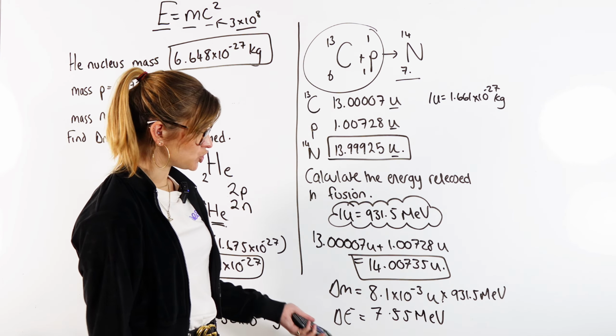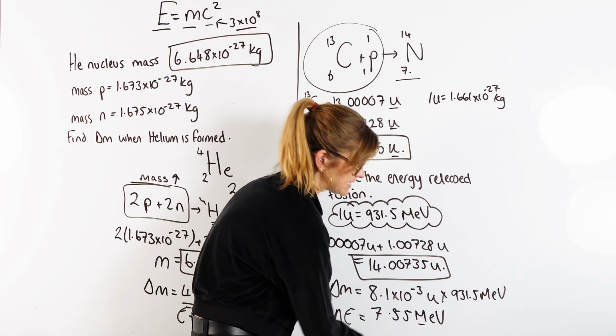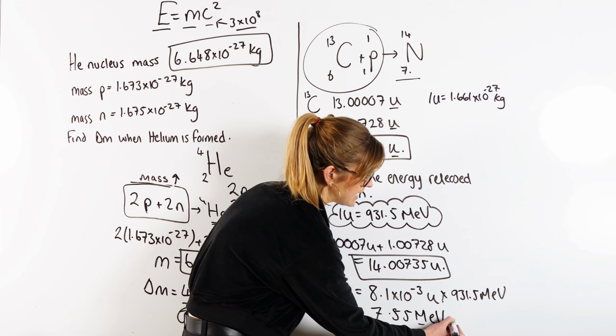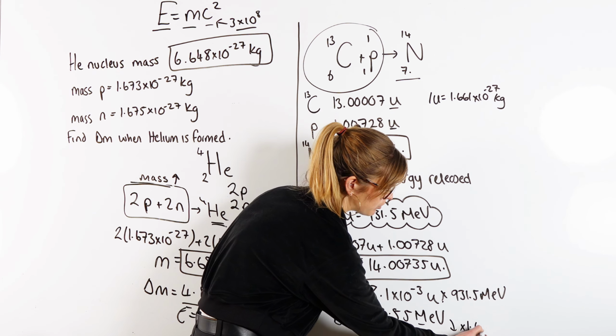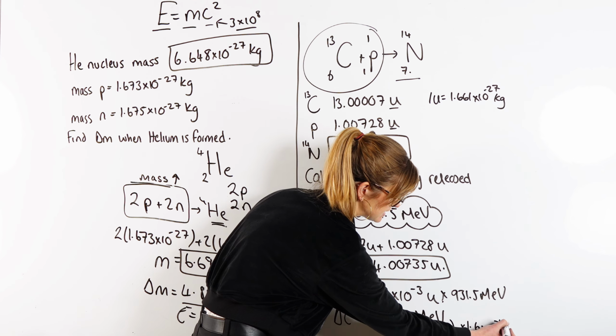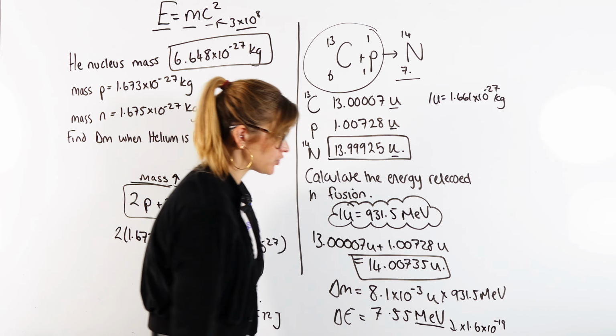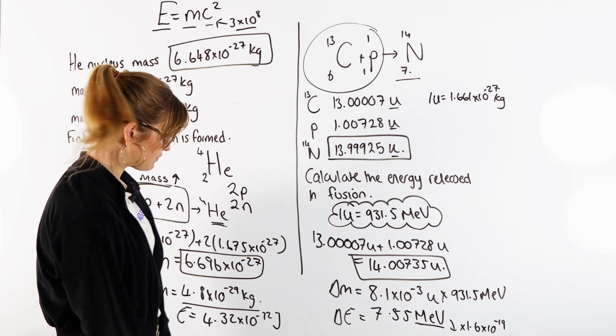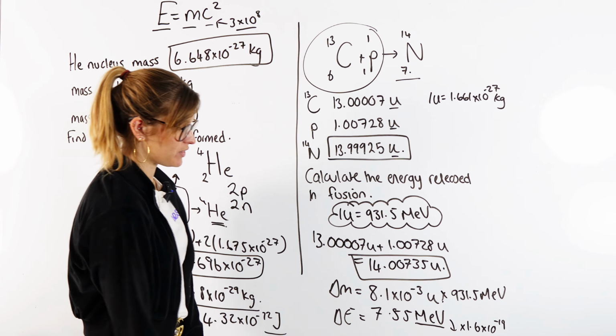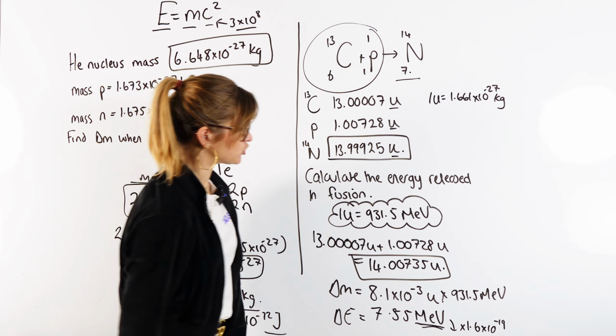But if you want to put it into joules, you can just, mega is times 10 to the power 6. And then to get electron volts into joules, we just multiply by 1.6 times 10 to the negative 19. But again, you can leave energy in electron volts because we normally do. So you just check your answer line to see if they want your final answer in joules or in mega electron volts.